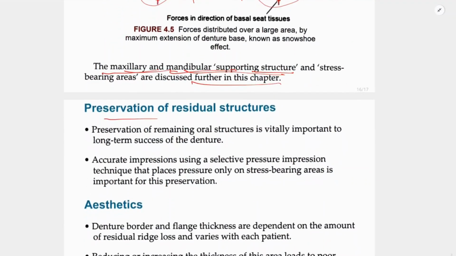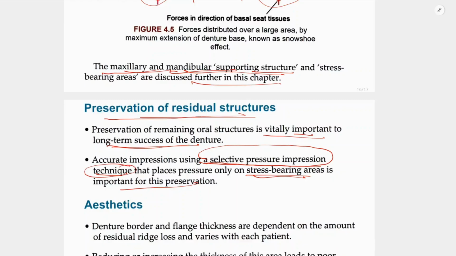Then is the preservation of the residual structures. Preservation of the remaining oral structure is vitally important to long-term success of the denture. Accurate impression using a selective impression technique that places pressure only on stress-bearing area is important. So for preservation of the residual structure, one important point is the selective pressure impression technique, which you have to mention, so that the other structures are relieved.